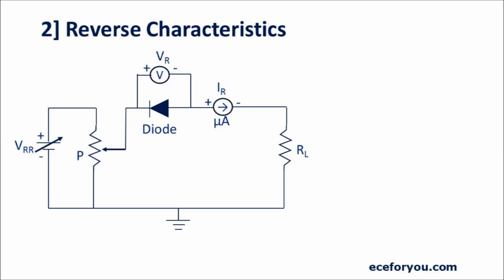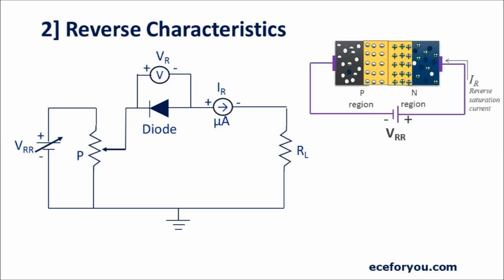In this circuit, the battery VRR is connected to the diode through potentiometer P. The potentiometer helps in varying the voltage across the diode. A voltmeter is connected across the diode to measure the voltage. A microammeter is also connected to measure the current in the circuit.